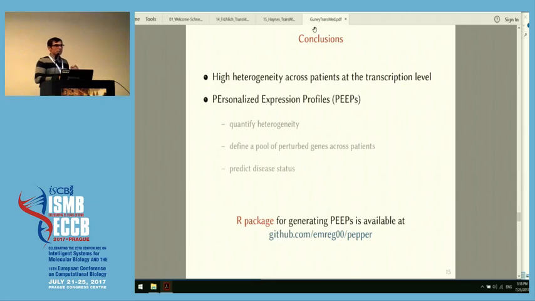In conclusion, we observe a high heterogeneity across patients at the transcription level, and we have developed a platform where we can now use these personalized individual perturbation profiles or expression profiles to quantify this heterogeneity, to define a pool that defines the disease, and use this pool to predict the disease status.